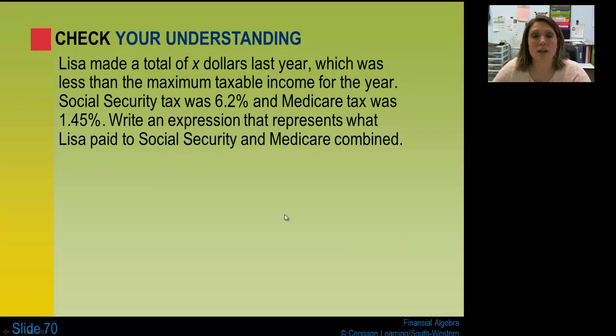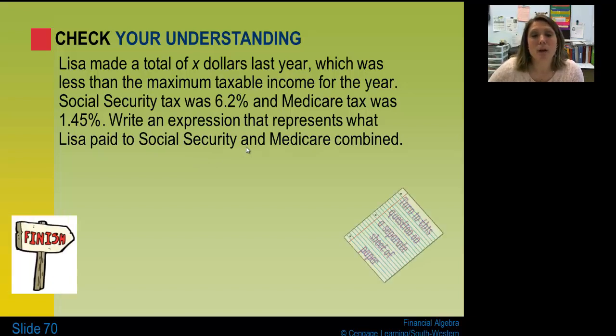Check your understanding. Lisa made a total of X dollars last year, which was less than the maximum taxable income for the year. Social Security tax was 6.2% and Medicare tax was 1.45%. Write an expression that represents what Lisa paid to Social Security and Medicare combined. So again, we're going to combine them here. The only thing is they didn't give us a dollar amount, so we're not actually going to be able to complete this. We're going to just leave it with variables in there.